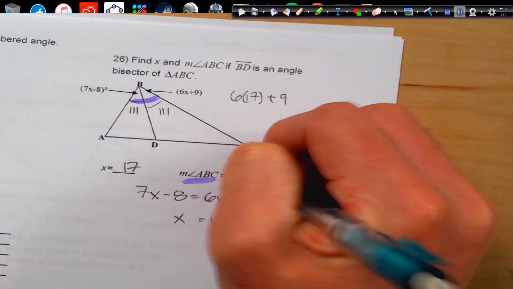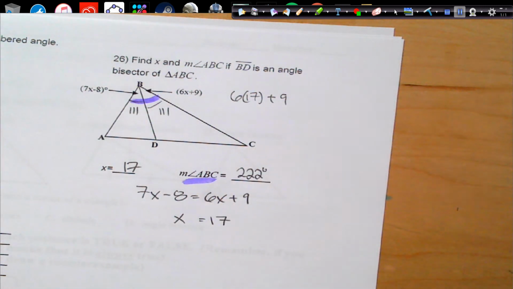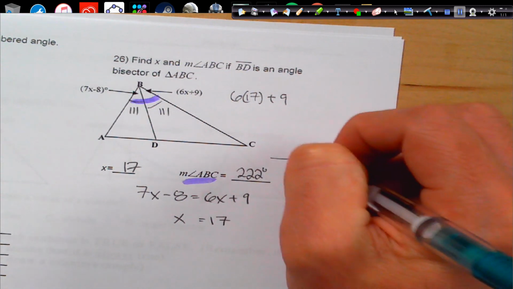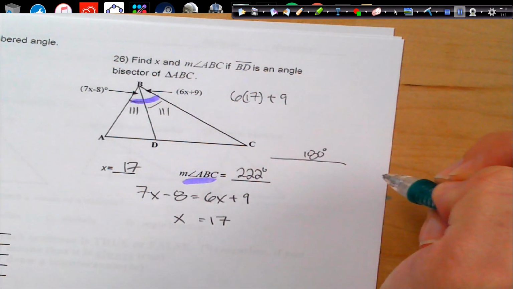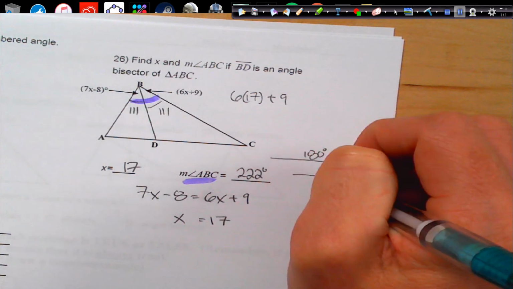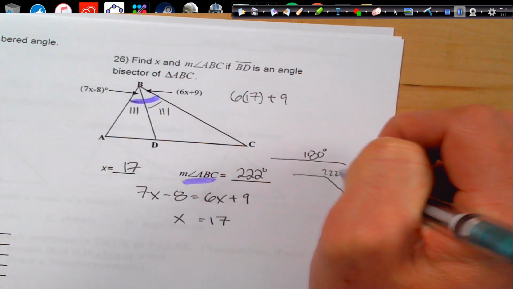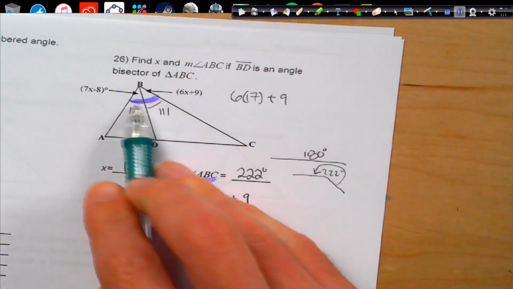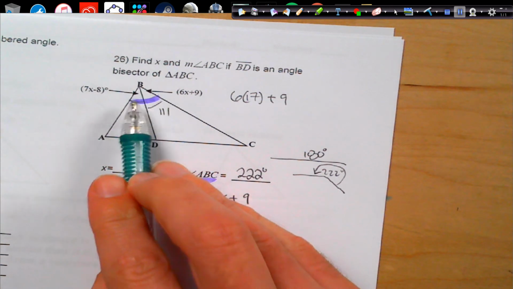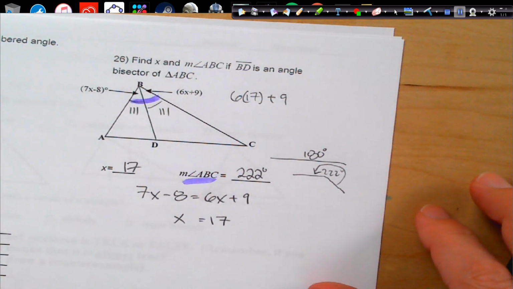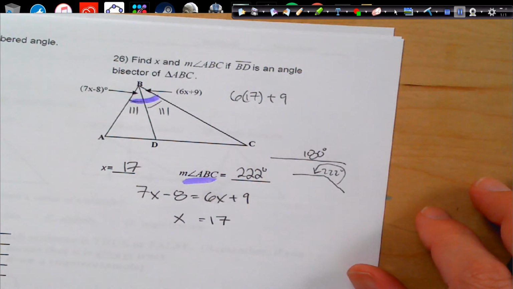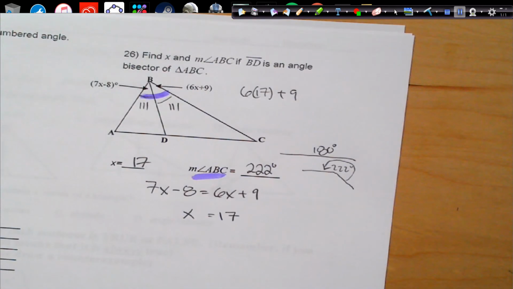Am I the only one that finds that baffling? Last time I checked, 180 looked like this. 222 would be like something like this. What the? This is definitely not to scale. Okay, that was a poorly set up question. But there it is, 222 degrees. That's ridiculous.